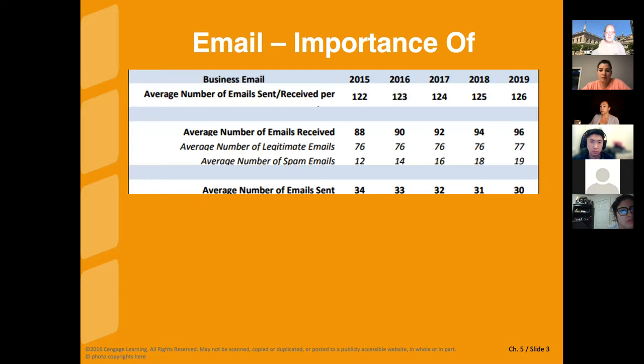Now if we look a little deeper into this, how many are received that are legitimate and how many are received that are spam? We said 127 billion was the total number for business, and about 20% of those are spam. On average, somebody will receive about 95 emails a day. Of those 95 that you might get at work, about 20% of them are spam. The other 80% that you'll get at work are legitimate emails.